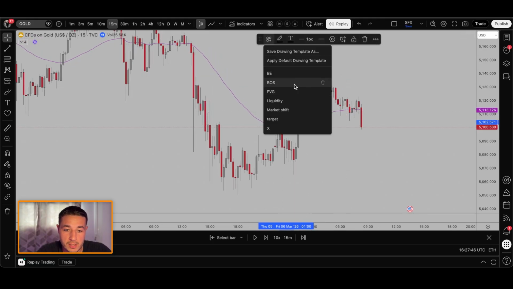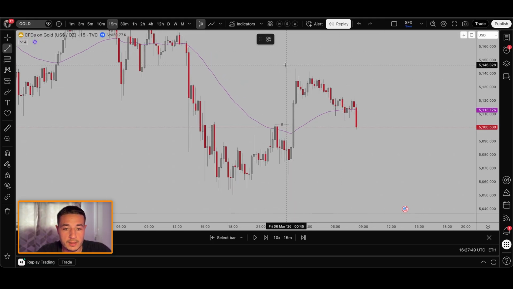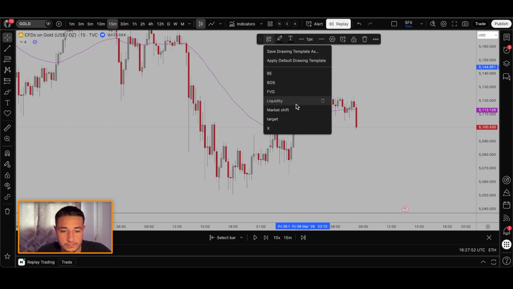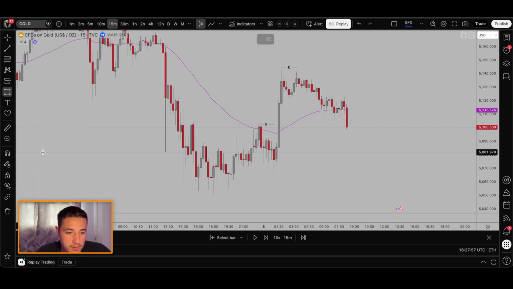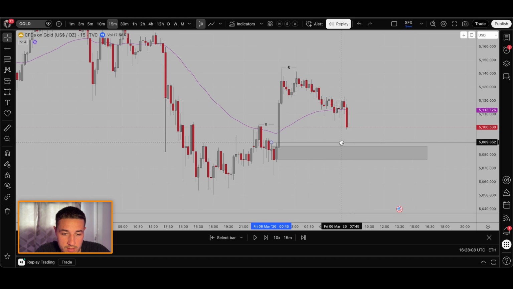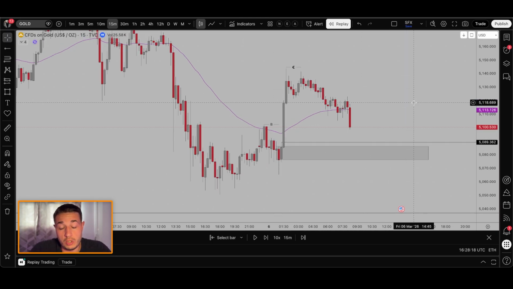So we created a break of structure, cool. We created liquidity to the upside, cool. We have a demand area, we have this order block. My entry was on the top of the fair value gap, like this. I wasn't placing it on the order block. Stop loss obviously below, at the bottom of the play.